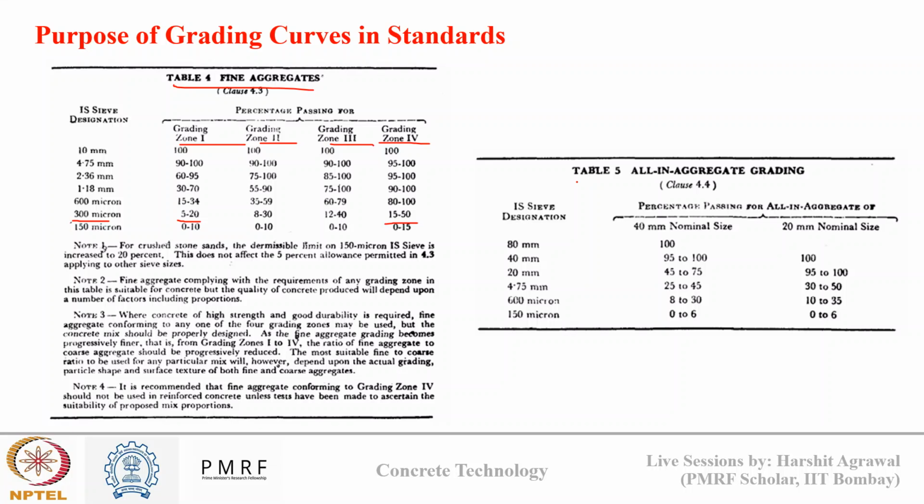And we have table 5, which is for all-in aggregates. That means there are both coarse and fine aggregate combined, and if I want to grade them, I can grade in two ranges: 40 mm nominal size or 20 mm nominal size, and for that different IS sieve designations and percentage passing have been mentioned.